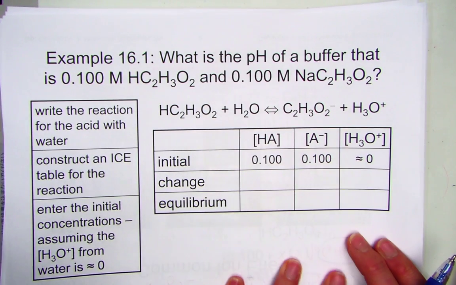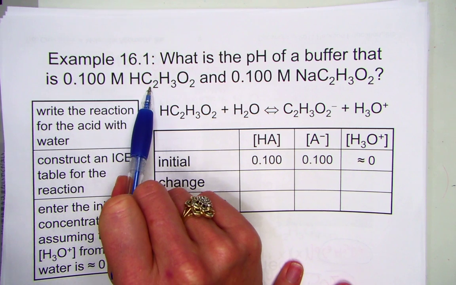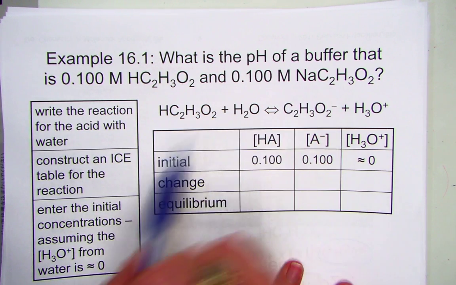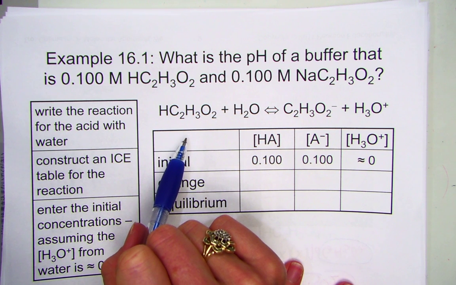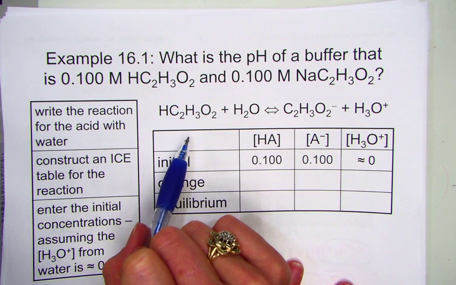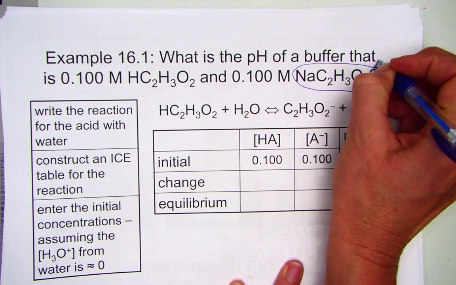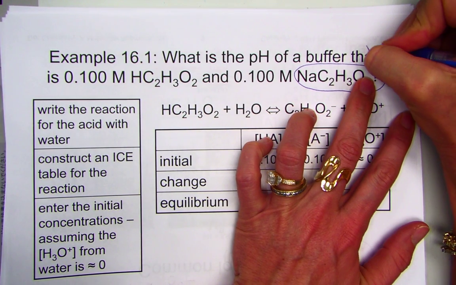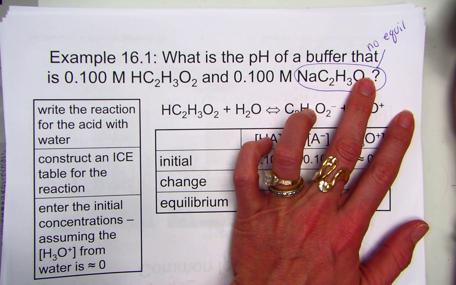What is the pH of a buffer that's 0.1 molar acetic acid and 0.1 molar sodium acetate? The equilibrium is about the weak acid. Now remember, sodium acetate is a strong electrolyte. It's a salt. It 100% dissociates. There's no equilibrium arrow for this particular strong electrolyte. It 100% dissociates.